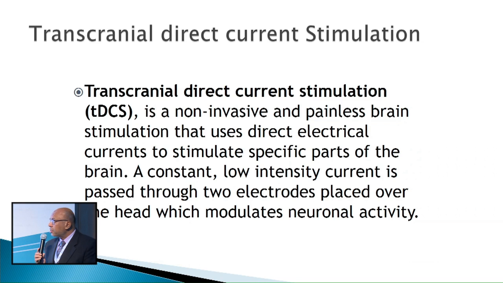Transcranial direct current stimulation is a non-invasive and painless brain stimulation that uses direct electrical currents to stimulate specific parts of the brain. A constant low intensity current is passed through two electrodes placed over the head, which modulate neural activity.